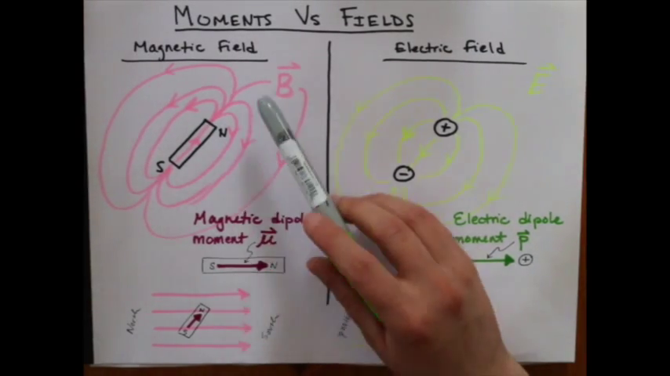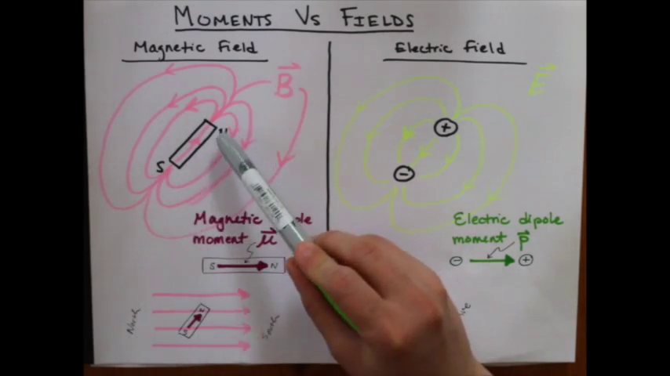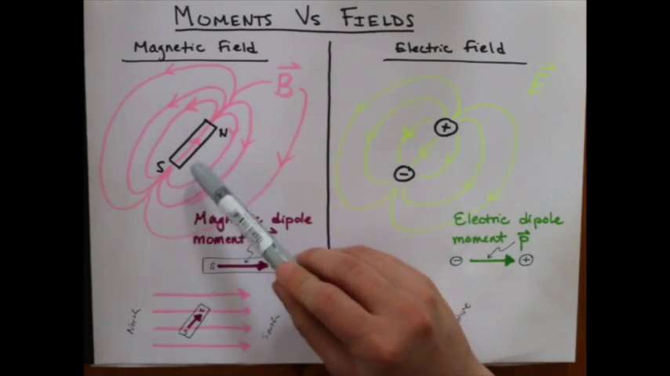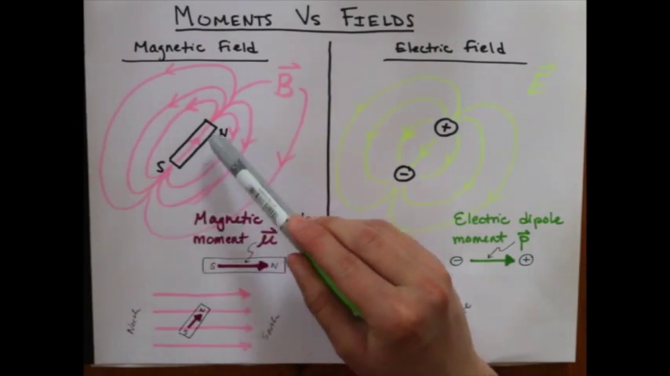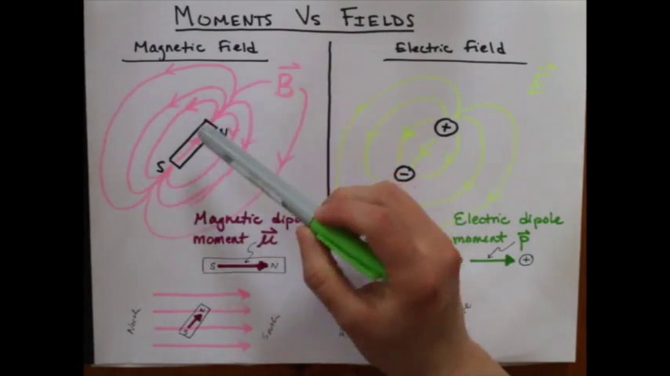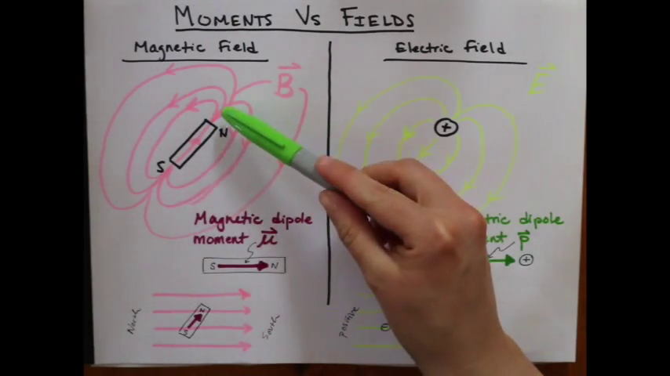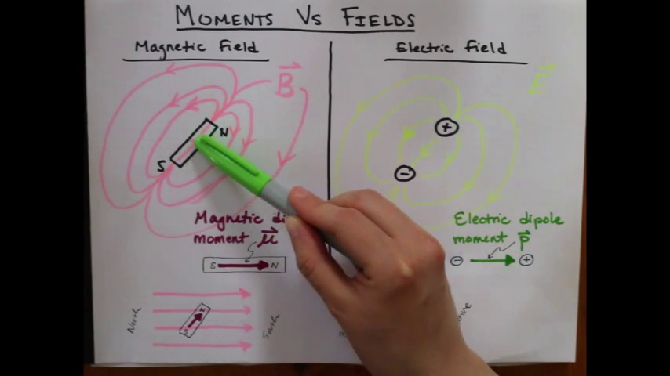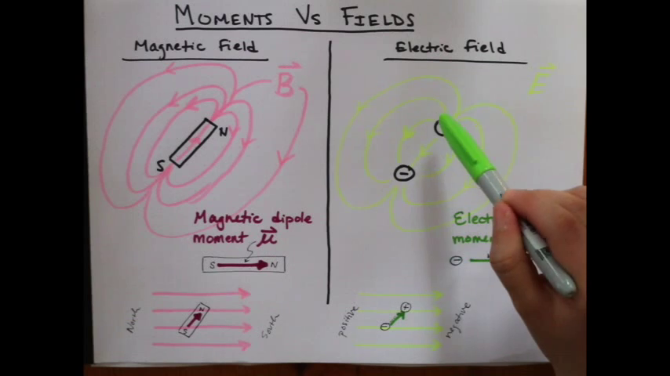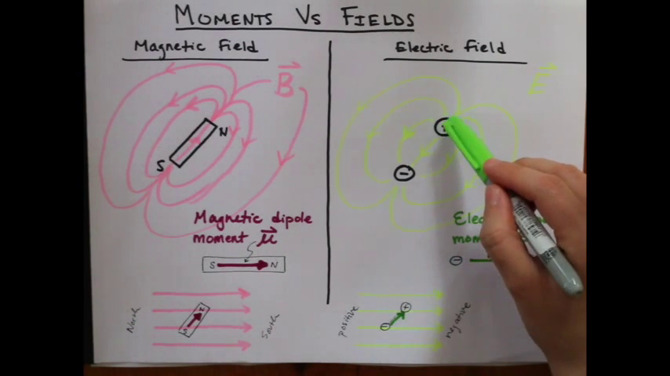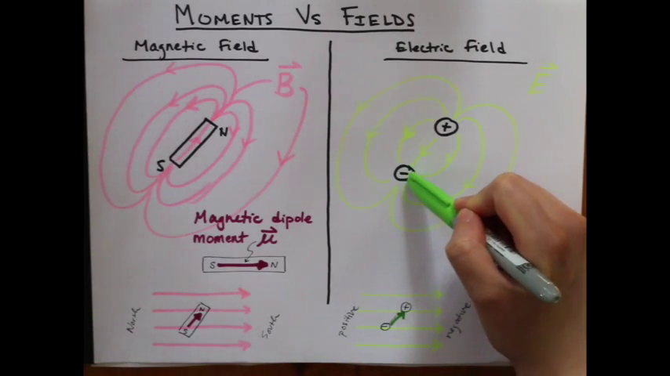Let's talk about dipole moments and fields. So here I have a magnetic dipole and an electric dipole. The magnetic dipole is just composed of a little bar magnet, and the magnetic field is going to emanate from the North Pole, loop around, go back into the South Pole, travel through the magnet, and come back to the North Pole. The electric field lines originate at the positive charge and go towards the negative charge where they end.